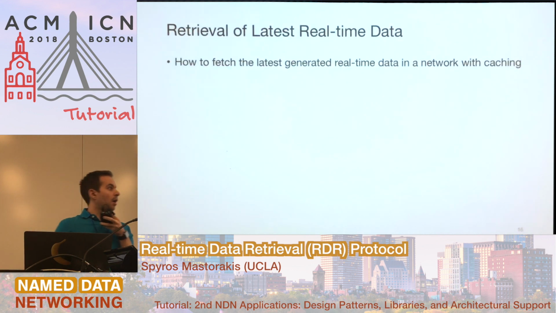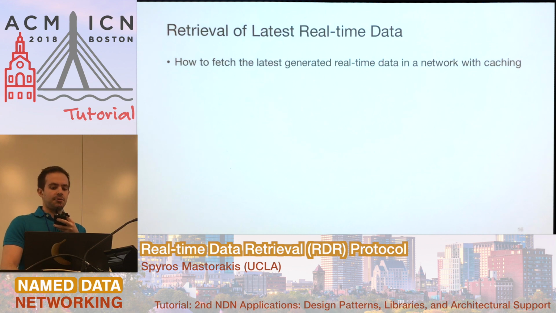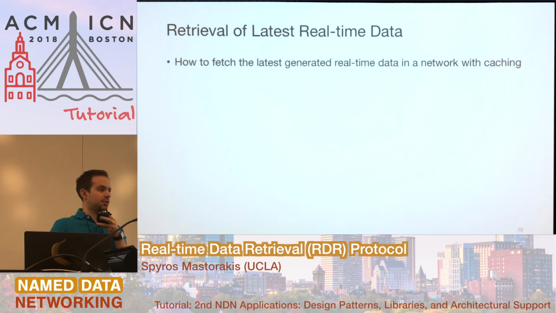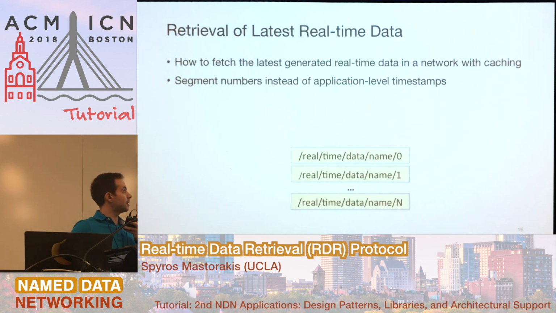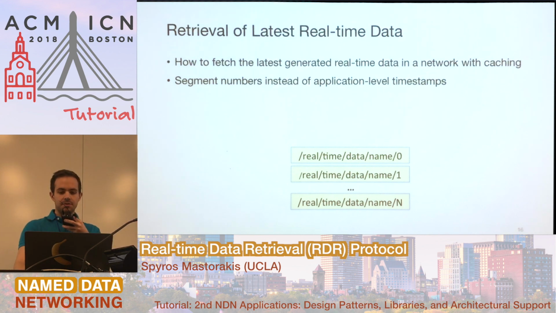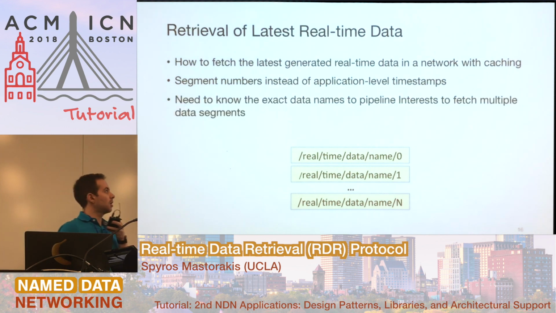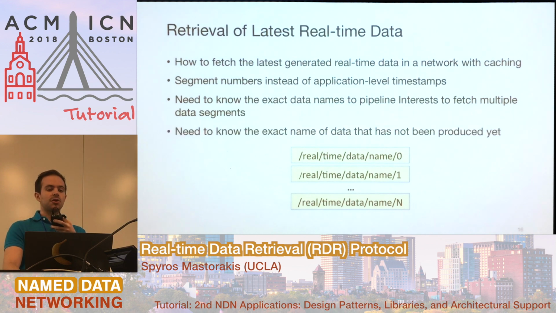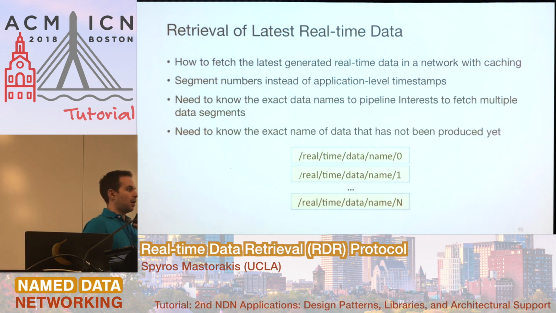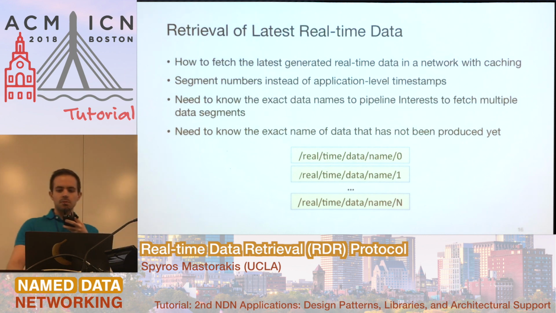So first of all, this protocol has to do with a long-standing question: how can we fetch the latest generated data, real-time data, in a network that features caching. As Peter said before, we actually have segment numbers instead of application-level timestamps. And we need to know the exact name of the data in order to pipeline interests to fetch multiple data segments, and potentially also the name of the data that hasn't been generated yet.